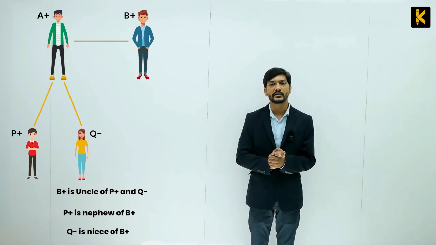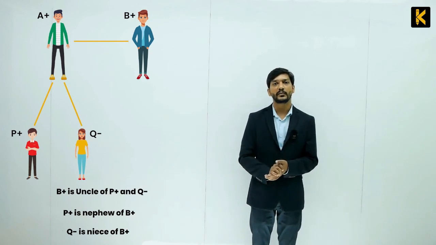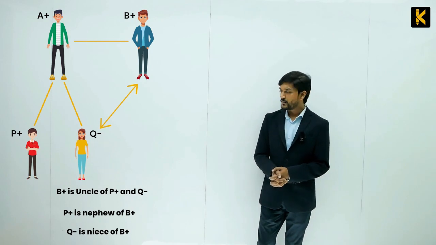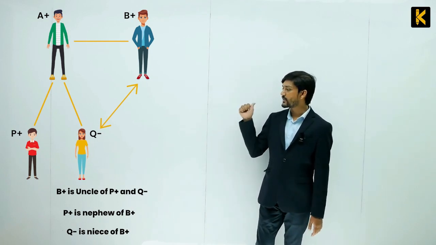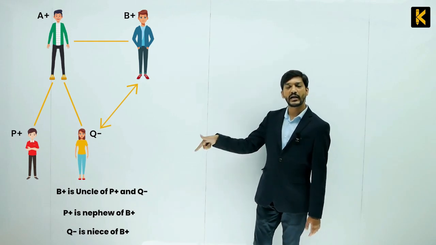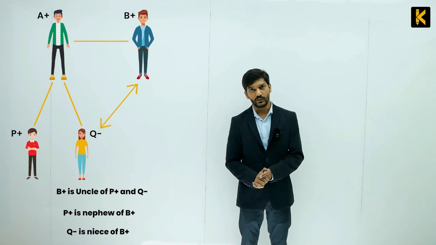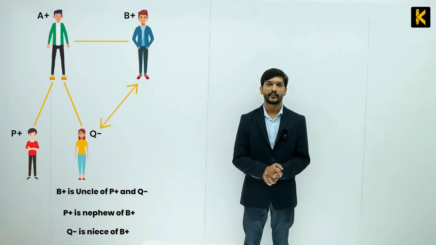These relations, which are uncle, aunt, nephew, niece, will be represented using an arrow. So I have shown the arrow symbol. The arrow can be shown this way also, that way also, or both ways. That is how we represent the relations.